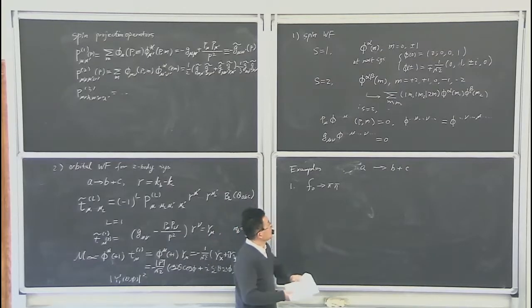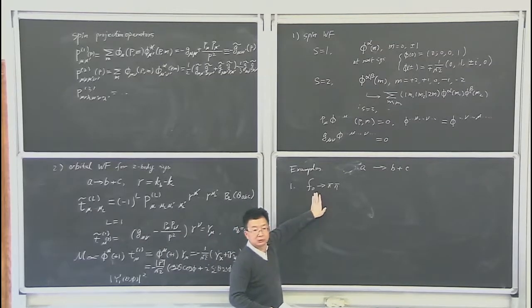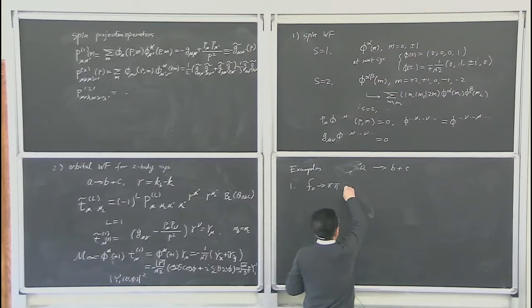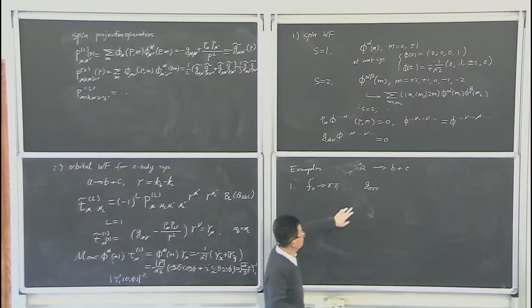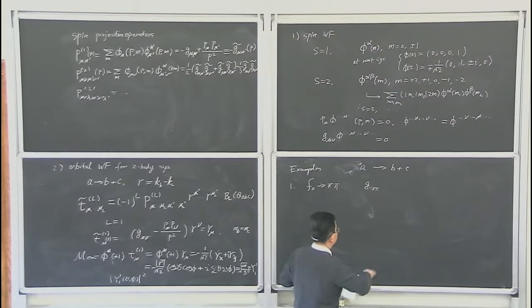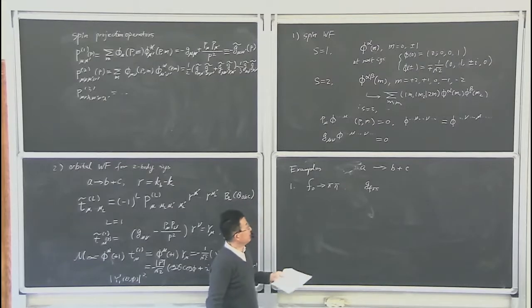This has no spin, and when both are spinless, the angular momentum of the two pions can only be 0. So no orbital angular momentum, no spin. The amplitude is simple. It's just a constant. For sigma it is the same, just a constant.